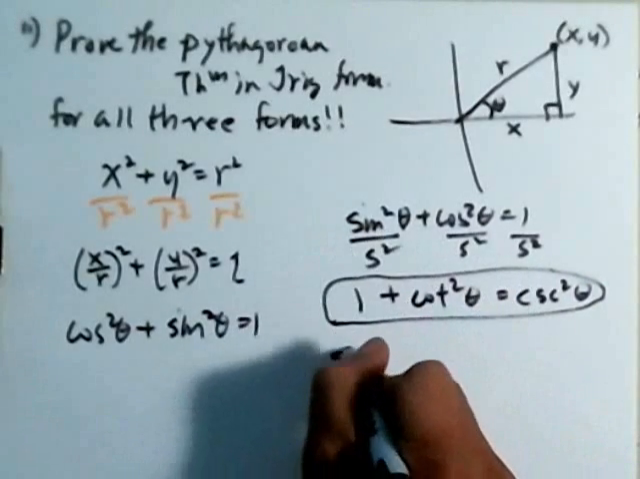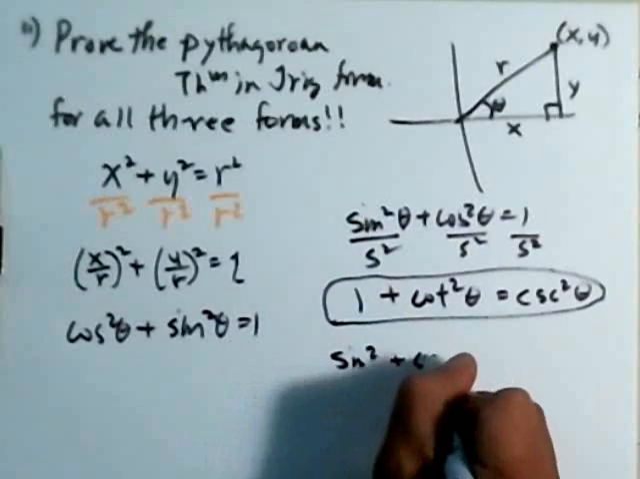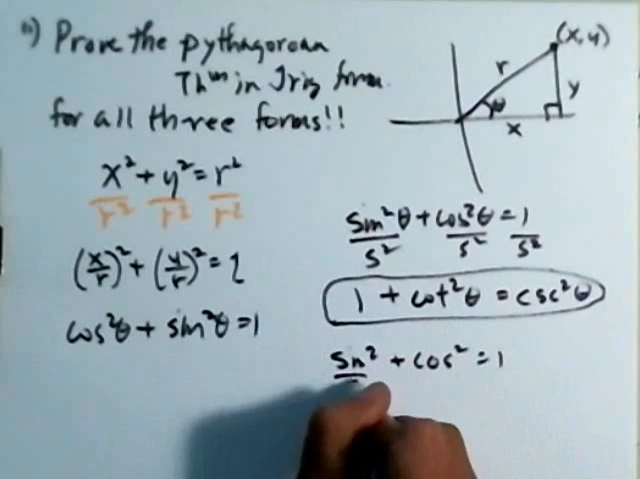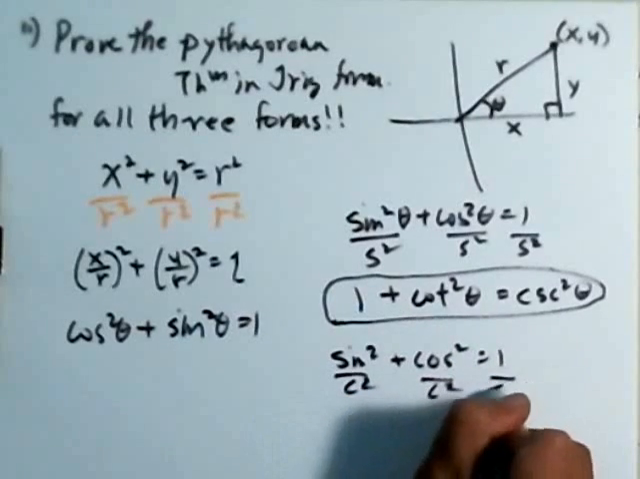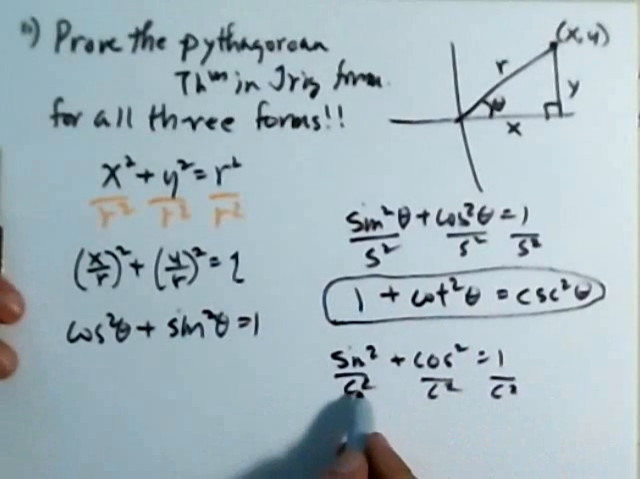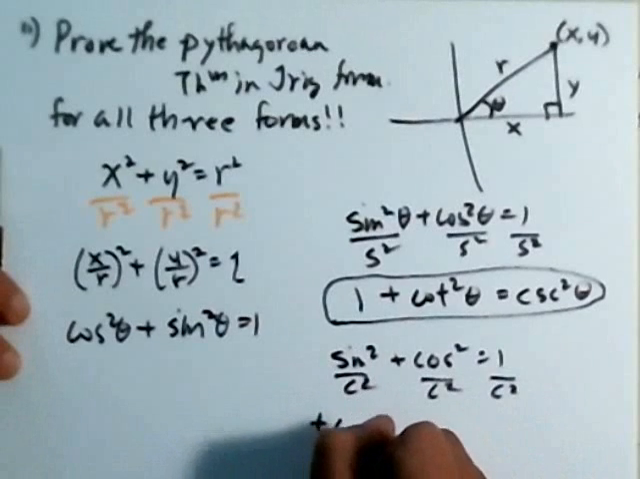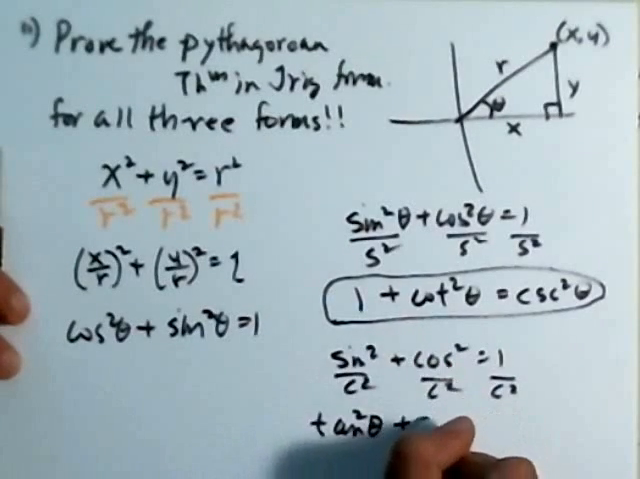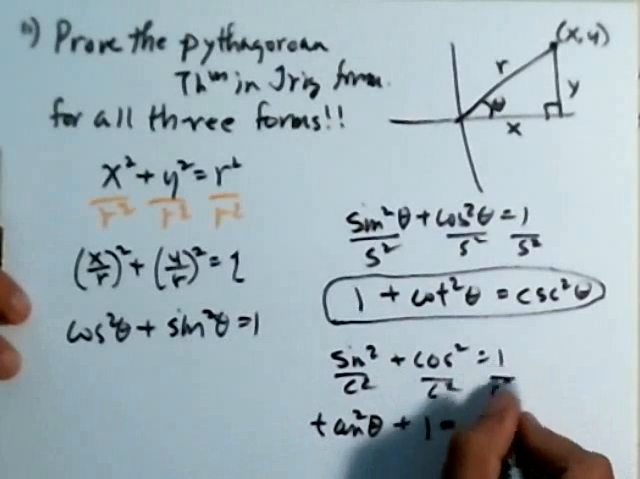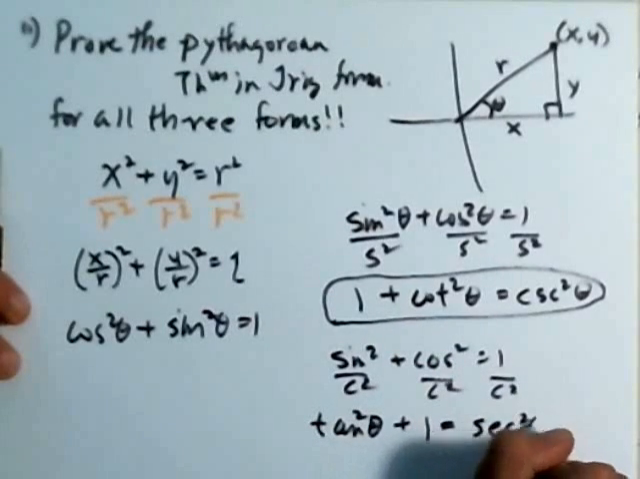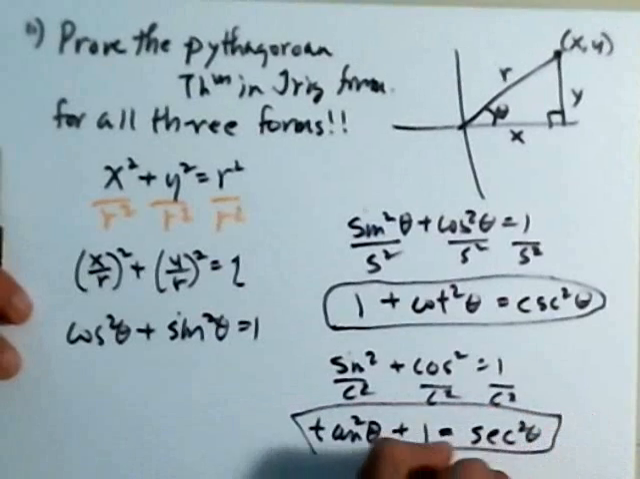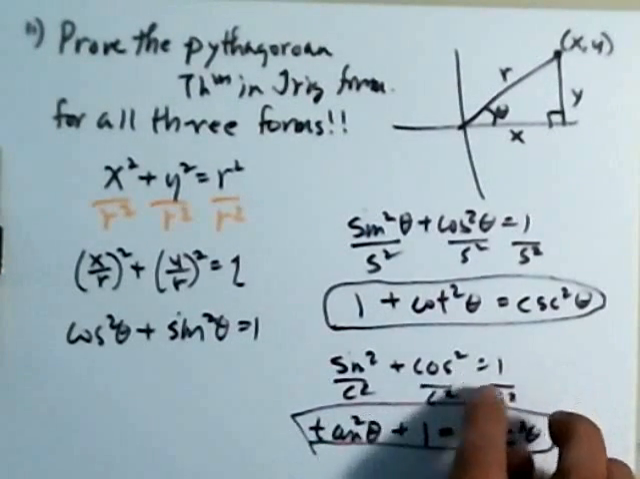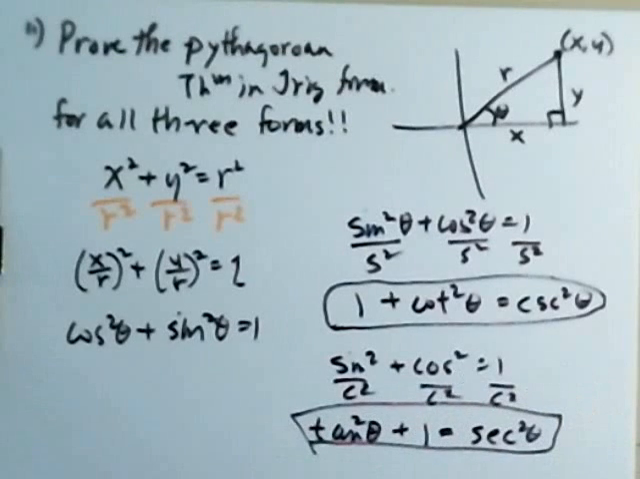I hate memorizing this, so I derive it every single time. The next one, sine squared plus cosine squared is equal to 1 again. Instead of dividing by sine squared, we're going to divide by cosine squared. Sine squared over cosine squared, sine over cosine is tangent squared of theta. Cosine squared over cosine squared is 1. 1 over cosine squared is secant squared of theta. So I don't like to memorize this, so I derive it every single time from the Pythagorean theorem. Good luck, guys. Thanks.